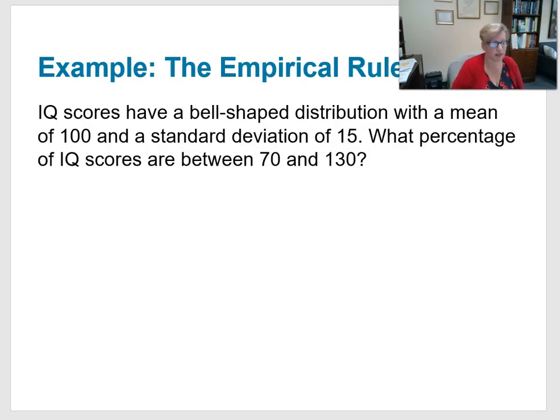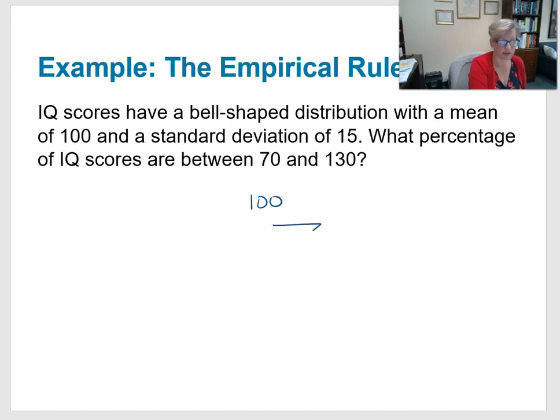So here's an example of using the empirical rule. If you know that IQ scores have a bell-shaped distribution, and they have a mean of 100 and a standard deviation of 15, what percentage of IQ scores are between 70 and 130? First, we know our mean is in the center, so we start with 100.